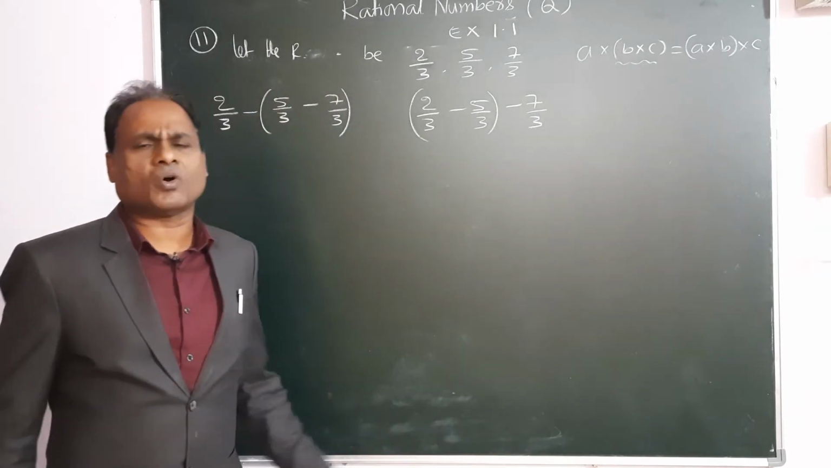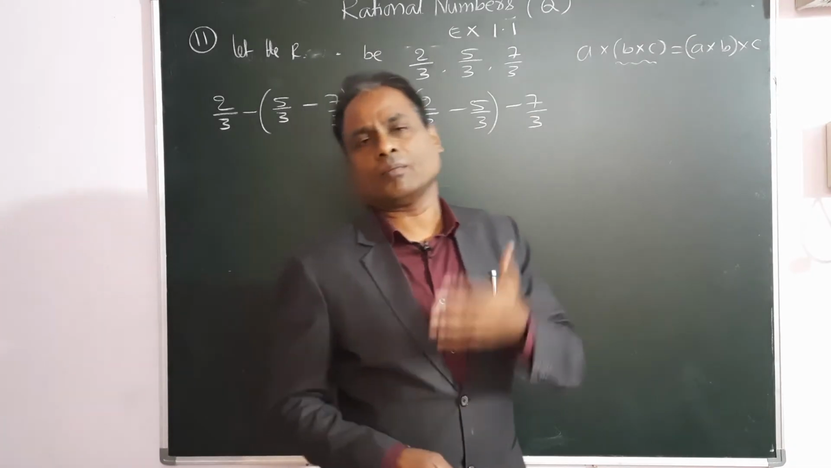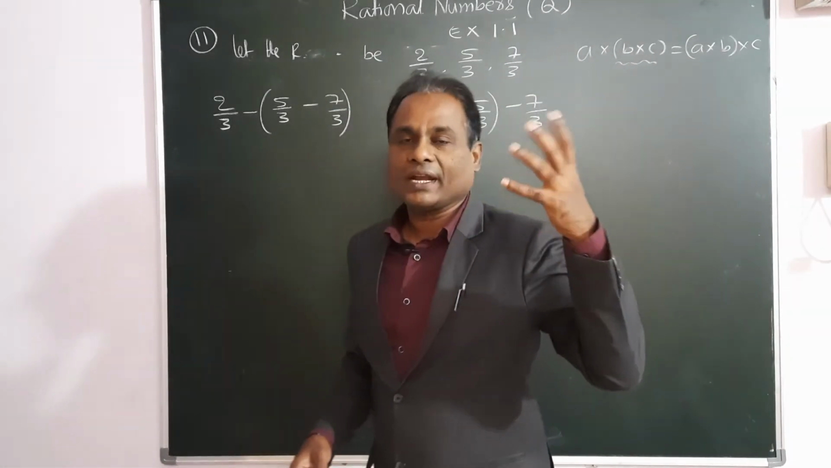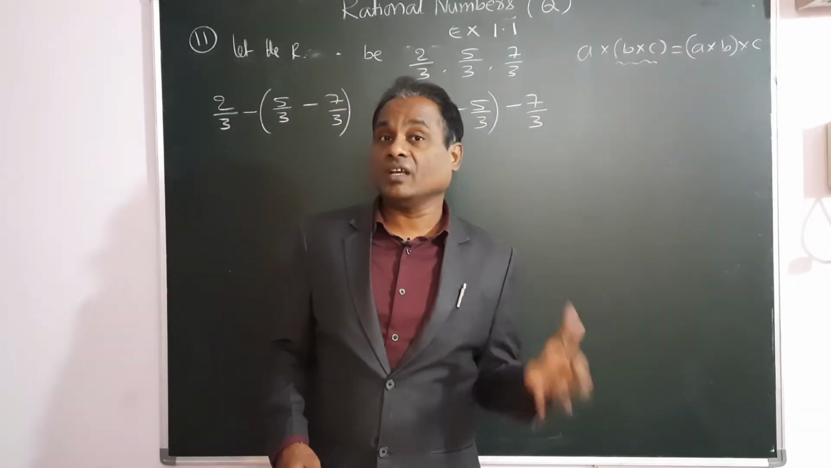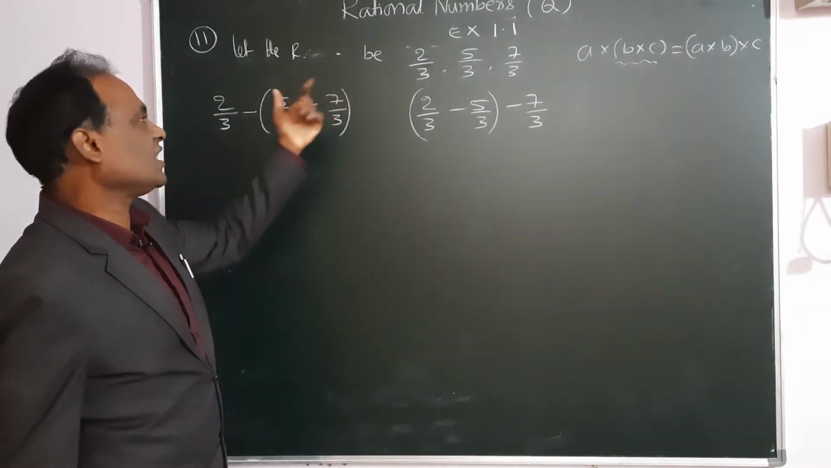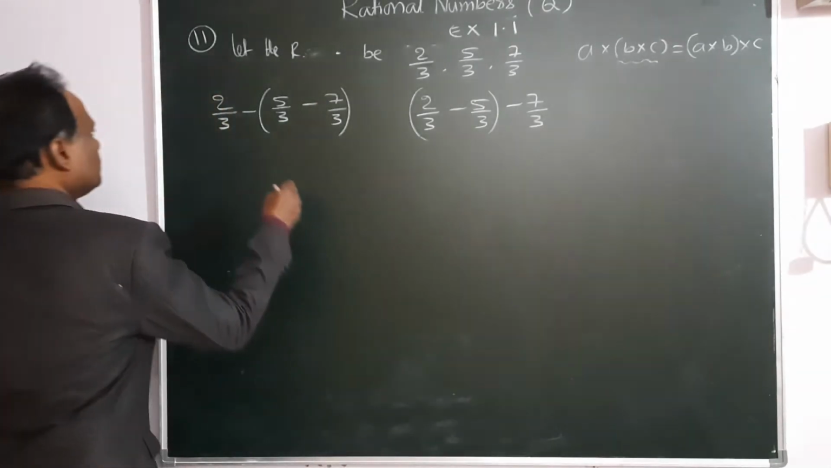Already I explained giving lot many examples for all the natural numbers, whole numbers, integers, rational numbers. I explained all the properties for addition, subtraction, multiplication, division. So subtraction, it will not satisfy the associative property. So these two are not equal. Let us prove.